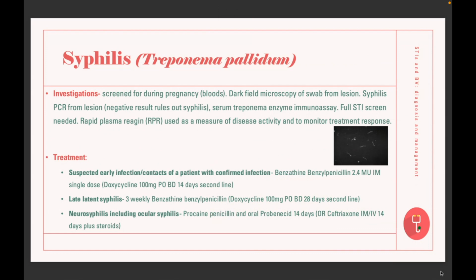So treatment-wise, if you're suspecting early infection or if you've got someone who's a contact of someone with confirmed syphilis, you give them benzathine benzylpenicillin. It's an IM single dose, or if patients are allergic to penicillin or would prefer not to have an injection, you can also use doxycycline for 2 weeks as a second line. In late latent syphilis, you need to do the same benzathine benzylpenicillin injection, but once a week for 3 weeks, which can be difficult for patients.